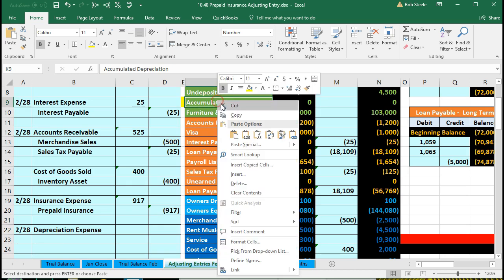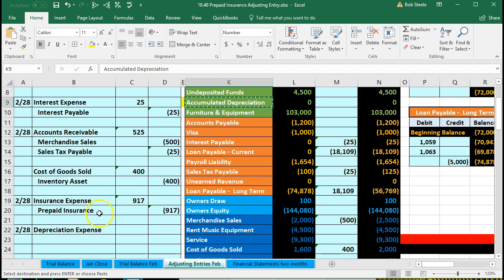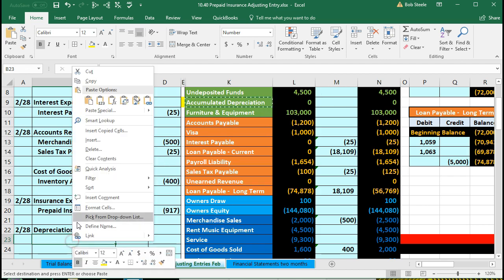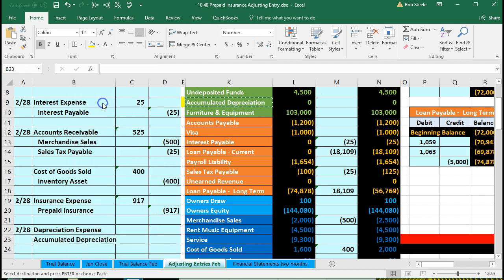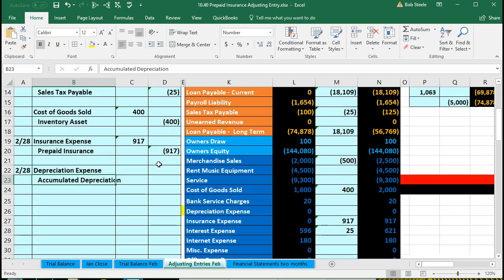We're going to copy the accumulated depreciation, put that on the bottom. We are in B23, right click and paste. Then we're going to go and indent. So I'm going to go to the Home tab, Alignment, and increase the indentation, and there we have it. So we can do all that without really understanding what we're doing here.